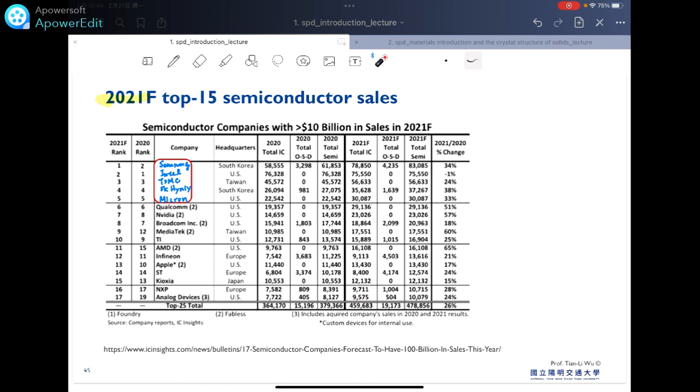AMD had a tough moment before, but right now it seems they are coming back, so they become the big rival for Intel. And we have Nvidia, which is very important for power electronics, because Nvidia is mainly located in Germany, and as you may know, Germany is very strong in the automotive industry. So Nvidia mainly supplies electronic products for the automotive industry.